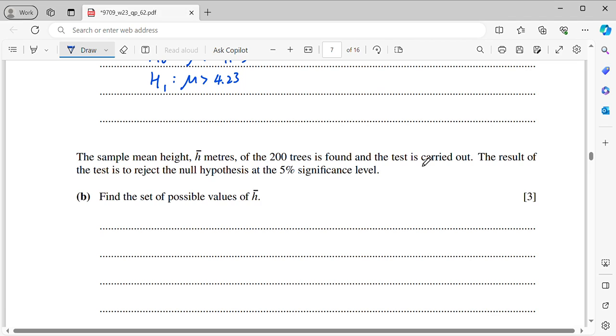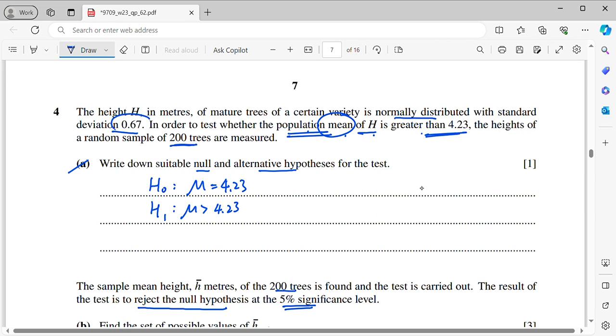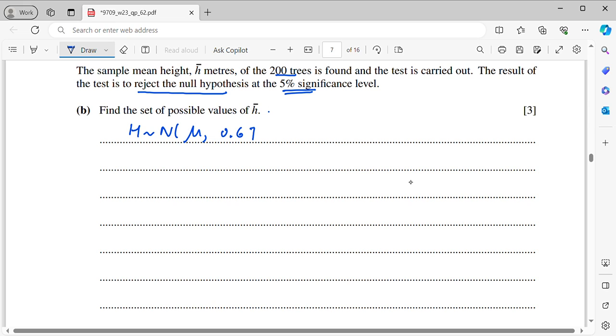Now the sample mean height h bar of 200 trees is found and the test is carried out. The result of the test is to reject the H0 at 5% significance level, meaning alpha is 0.05. Now find the set of possible values of h bar. So now you have to write down like this. H is normally distributed with mean mu, then variance is 0.67 squared, because that's the standard deviation, right?